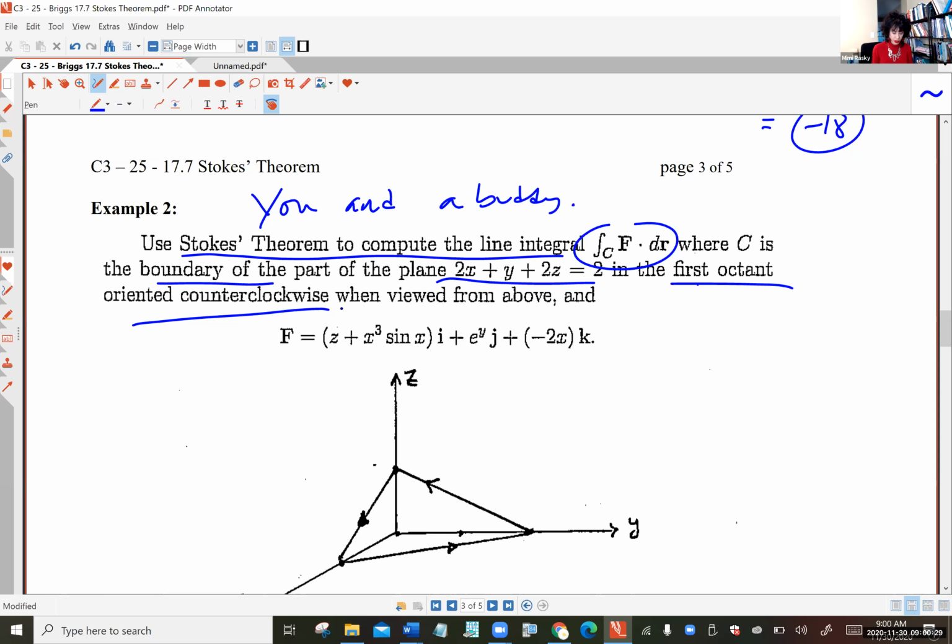They're showing you a picture right here. When you view it from above, it is going clockwise. If you imagine your hand with your fingers curling around in this direction, your thumb is going to stick out of that triangle. So your thumb is pointing in the direction of the unit normal vector. And that's the point.